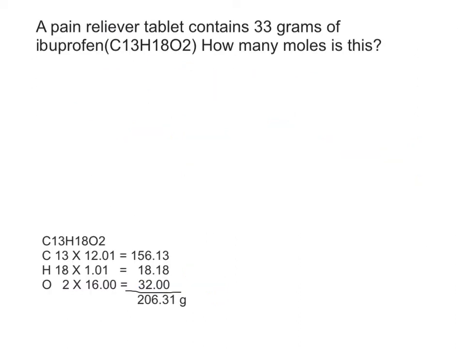Let's look at this sample problem. A pain reliever tablet contains 33 grams of ibuprofen. The formula for that is C13H18O2. How many moles is this? So we need to think again what kind of problem this is. All right, this is a grams to moles problem. So you're going to begin with grams and you're going to go to moles. Grams to moles.